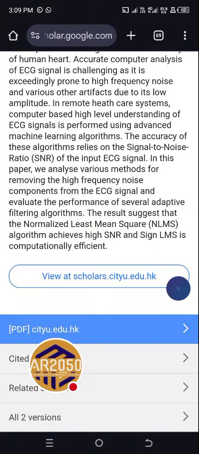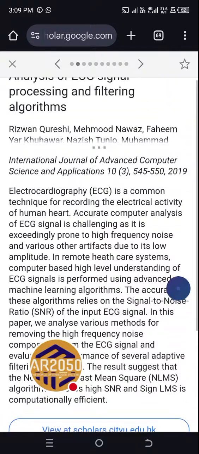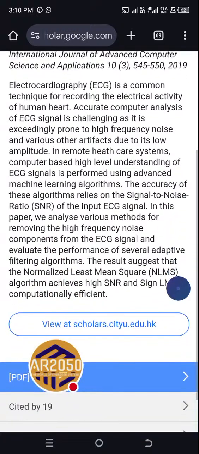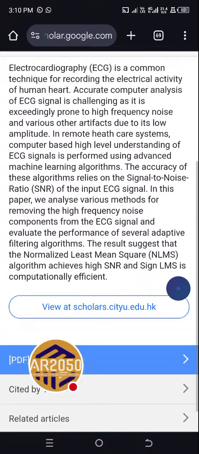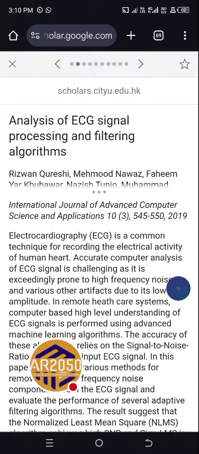So basically in this paper, the abstract suggests that they are using various kinds of filtering algorithms to remove high frequency noises, and the finding of this research paper says that the normalized least mean square algorithm achieves high SNR. On the other hand, the sign LMS is computationally efficient. So these are the common filters they used.